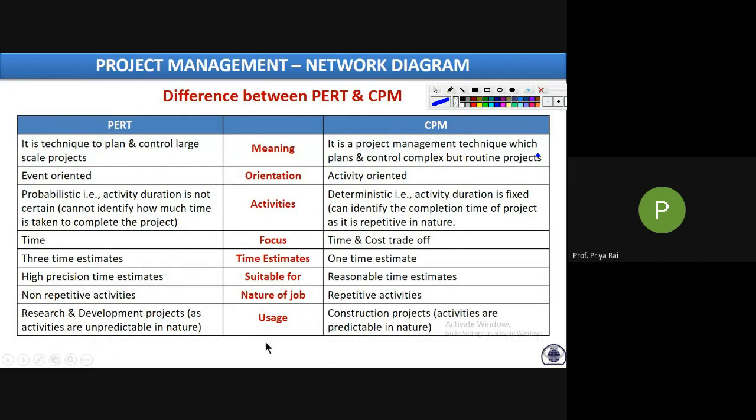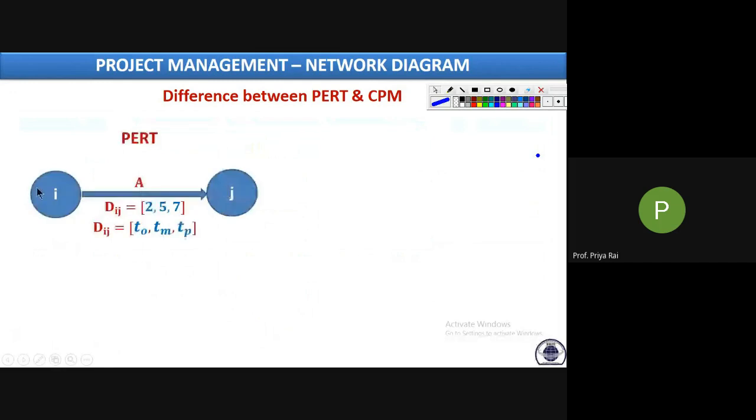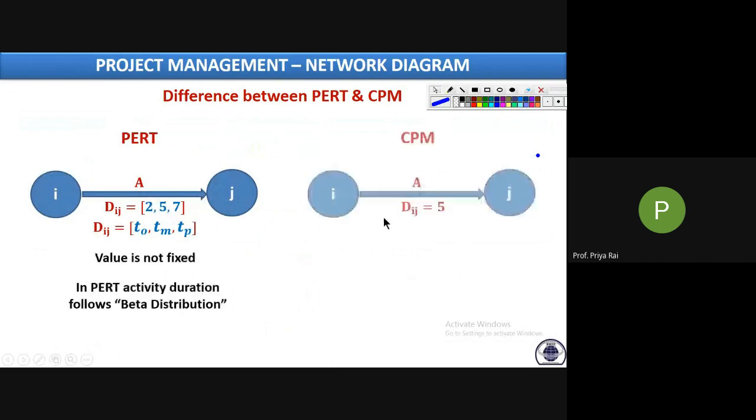Now in case of network diagram, this is your PERT network diagram. It will look like this: an activity in a PERT network diagram, whereas this is the CPM network diagram. See, this is an arrow. It is the same. Arrow means activity, circle with the number means event. Where here Dij is replaced by 3 values, that is TO, TM, TP.